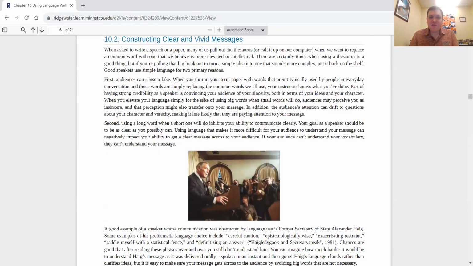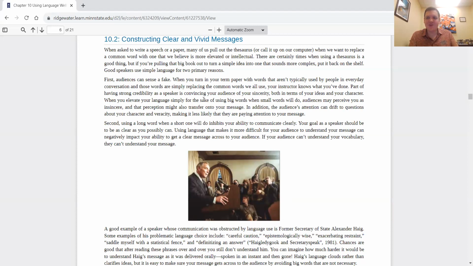So constructing clear and vivid messages, right? When you're thinking through a speech, you're going to want to make sure to use words that you speak. Sometimes I'll use different words when I'm writing than when I'm speaking. And everyone does, right? We write differently than we speak. So I've had students who try and write out their speech as an essay, and it is just very choppy.